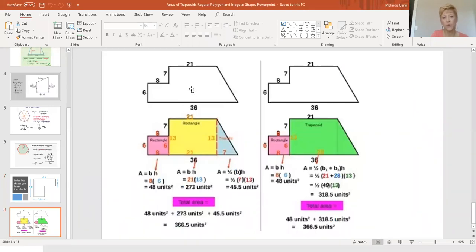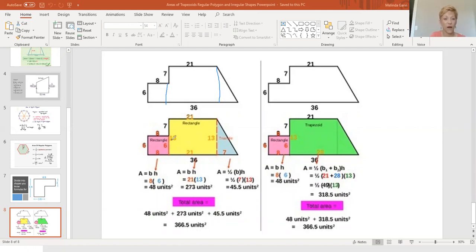Now, this one did the same thing. The way one person divides it up might be different than the way somebody else divides it up. Do you see that this person kind of divided here and then went up here and divided it? So they had a rectangle and a rectangle and a triangle. That's what they saw when they divided it.